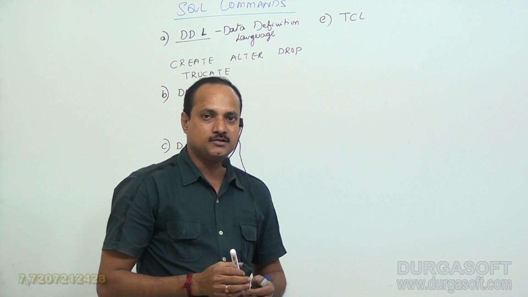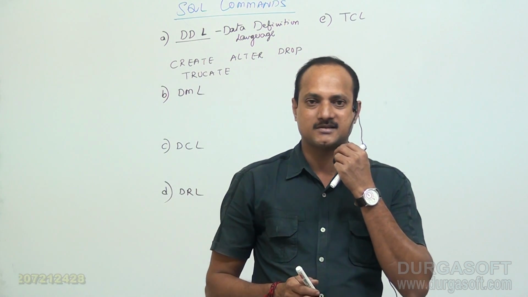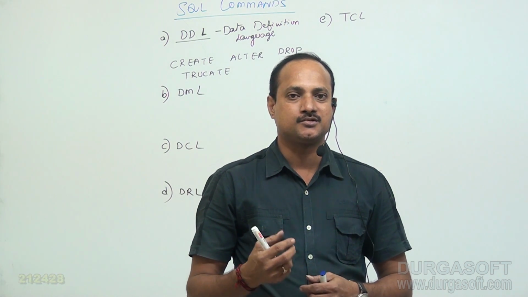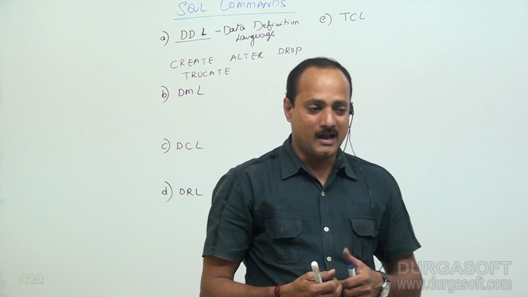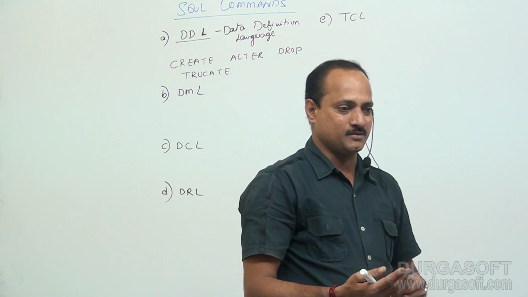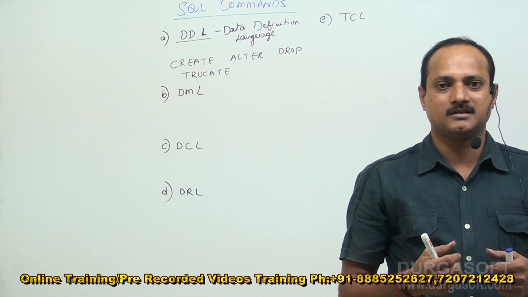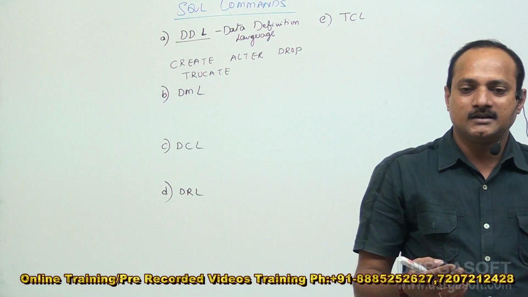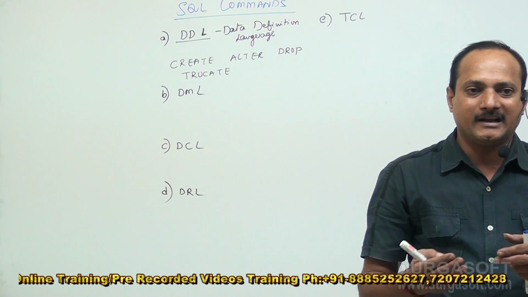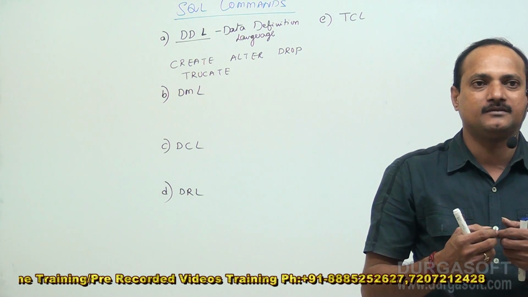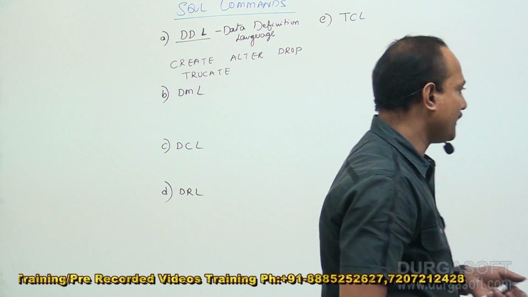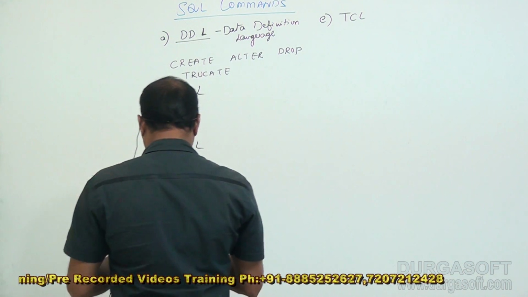DDL commands are used to define database objects, to alter them, and to modify the structure of the database objects. You can also delete them completely, along with the data and the definition, everything will be deleted from the database, by using DDL commands.